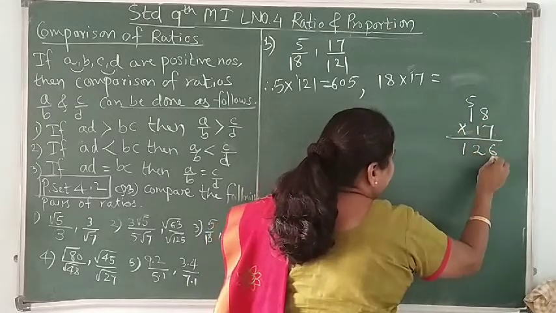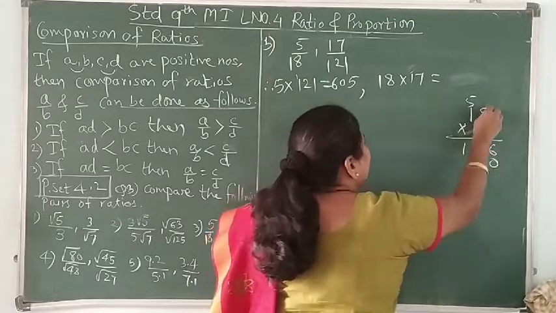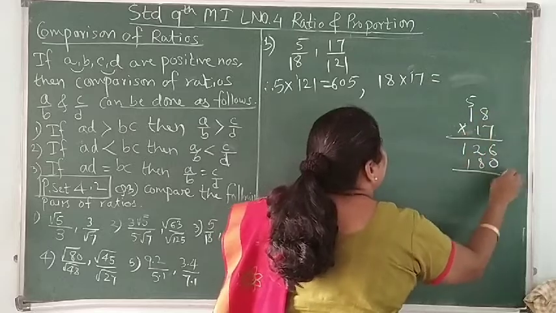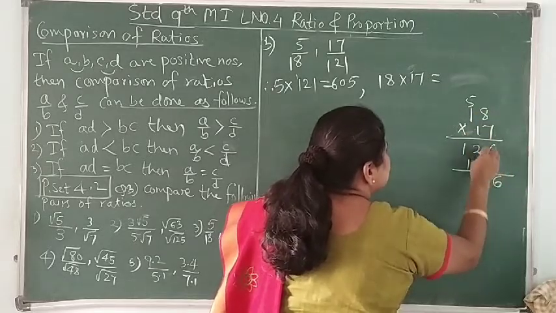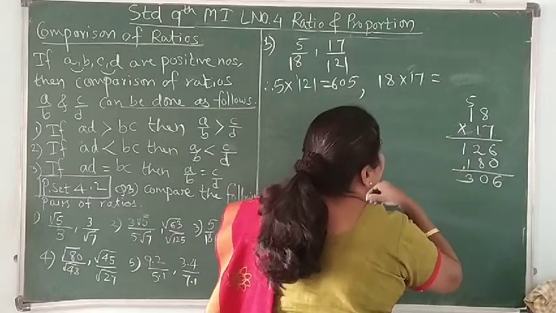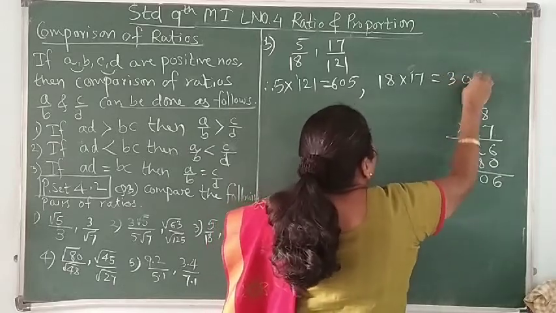Now when you multiply by 1 in the tens place, you have to put 0. 1 8s are 8, 1 ones are 1. Now do this addition. 6, 10, 3, 306. So this product is 306.